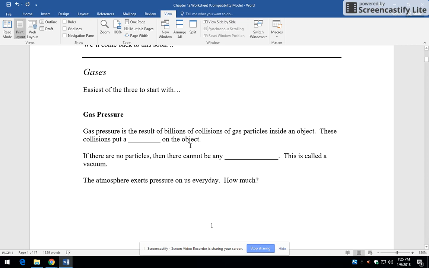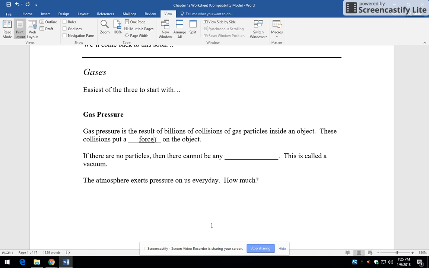So gas pressure is the result of billions of collisions of gas particles inside an object. These collisions put a force on the object. If there aren't any particles, then there can't be any pressure. Well, think about what we just said and think about what that must mean. If there are no particles in an area, then there can't be any pressure. And that area where there is no pressure, that's called a vacuum. Not a vacuum cleaner that works with properties of a vacuum, but a vacuum exactly is where there isn't any matter. And that's, again, part of your homework.